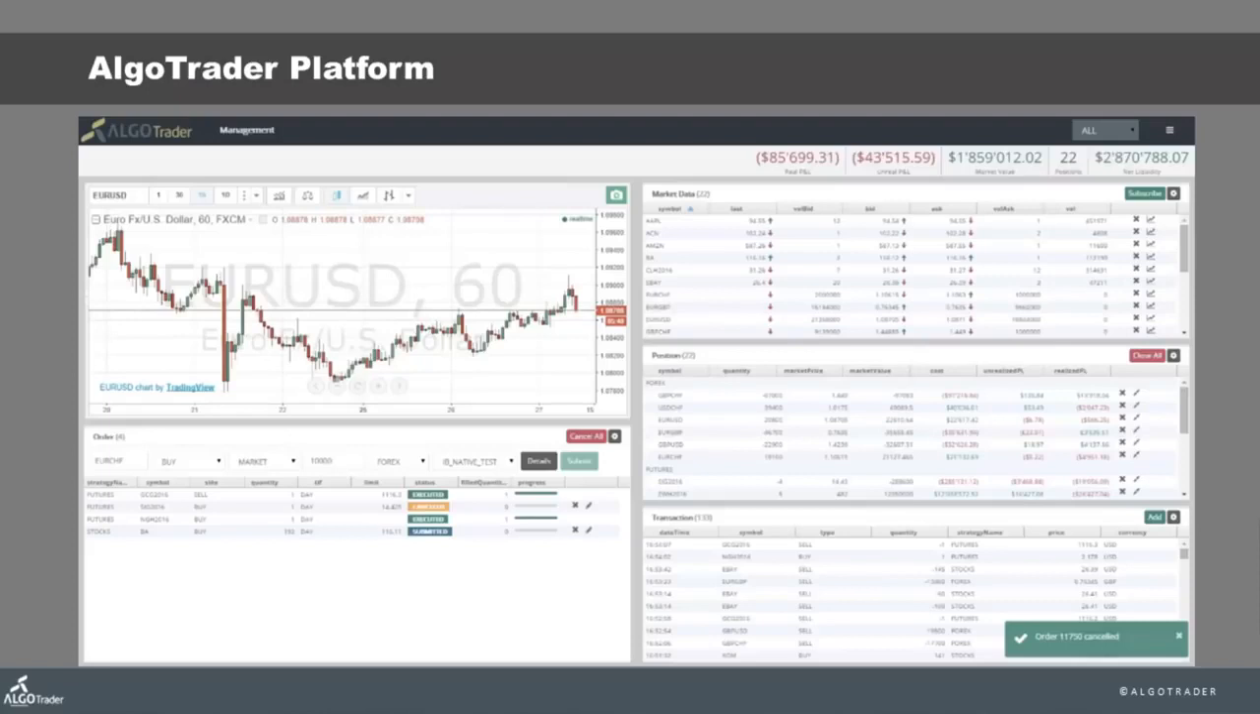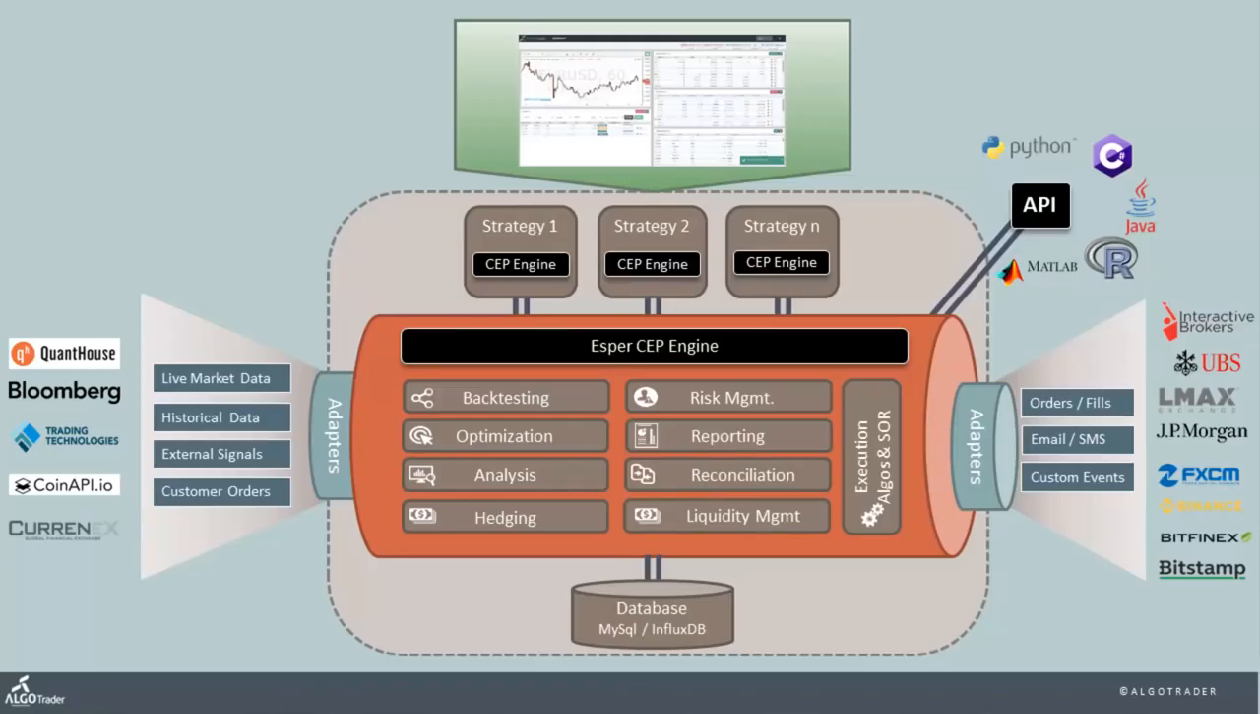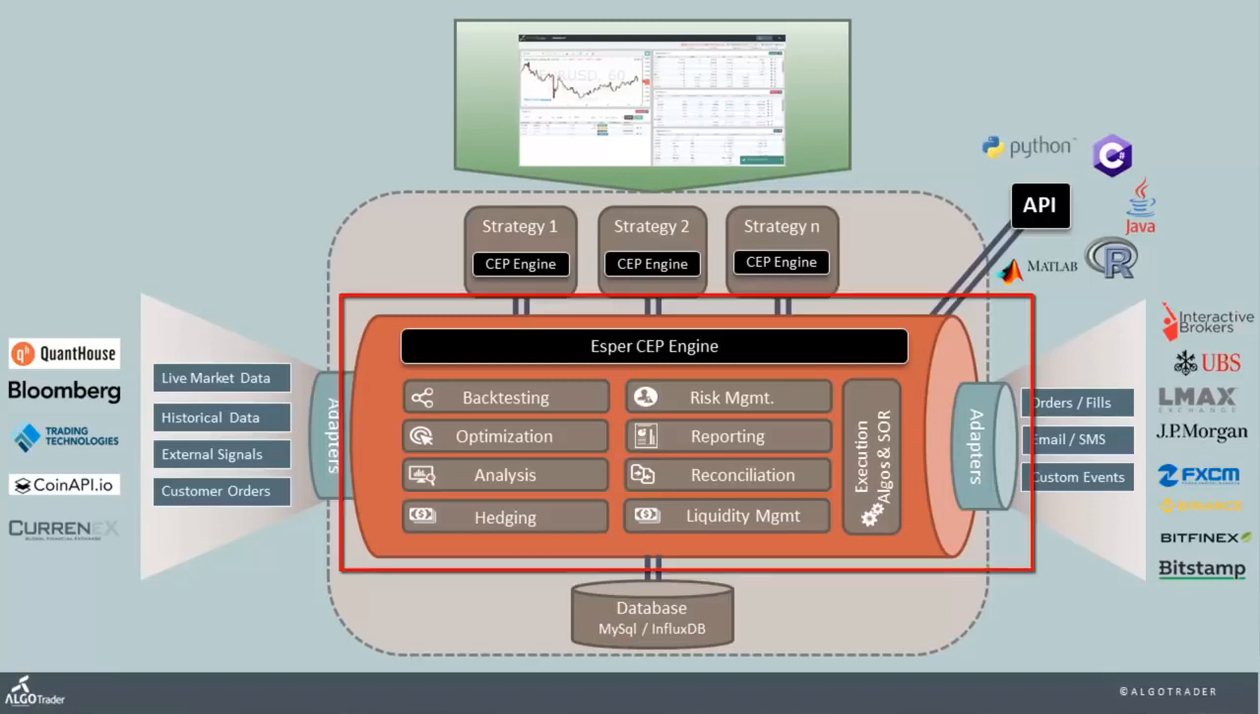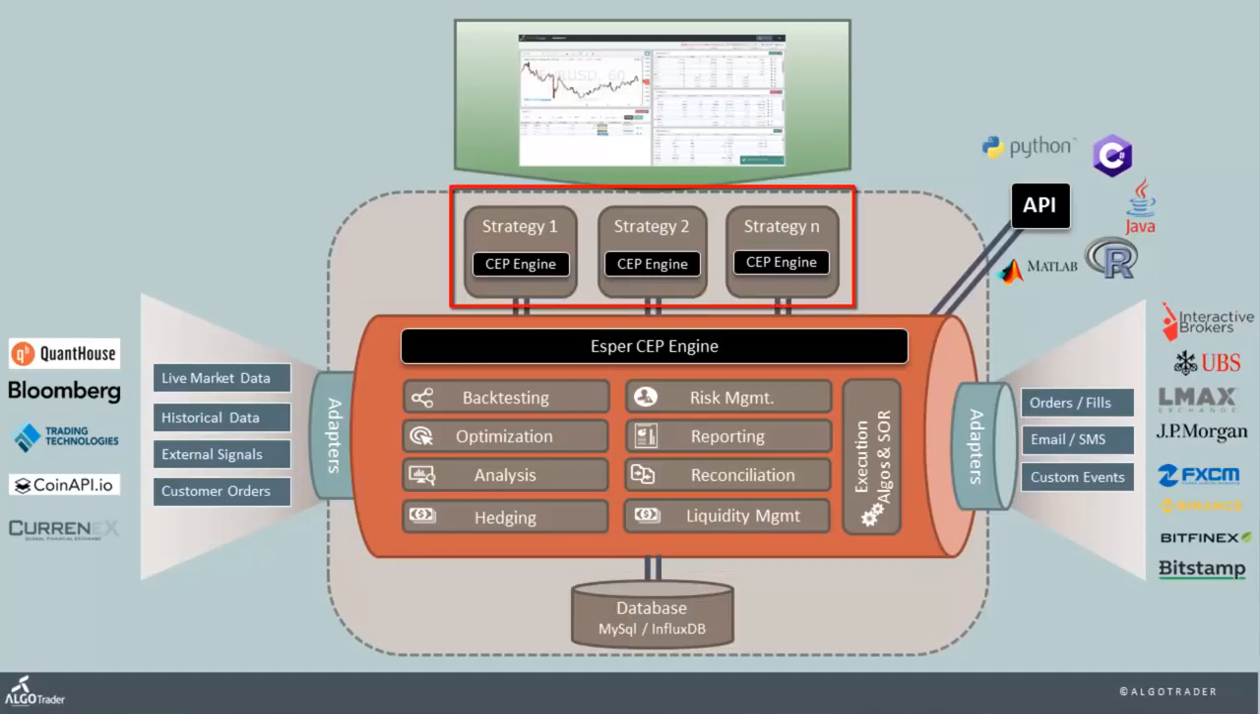So this is what the product looks like. This is the trading UI, the live trading management UI for the system. So it's a typical trading screen that some of you might have seen from banks. Here is a bit of an architectural overview. What you see here in the middle is the AlgoTrader server. And then on top you have the automated trading strategy. This is the decision making where all the trading logic happens.